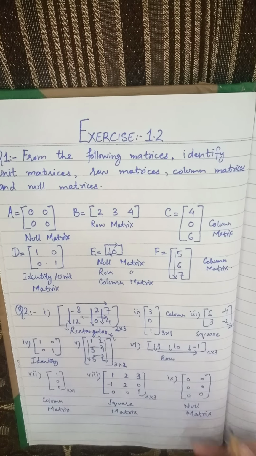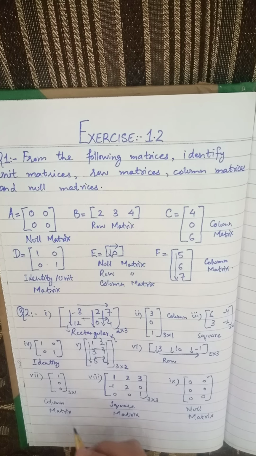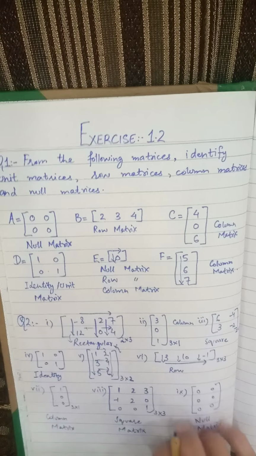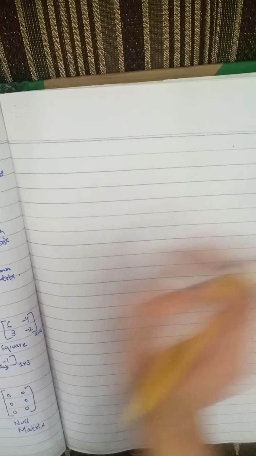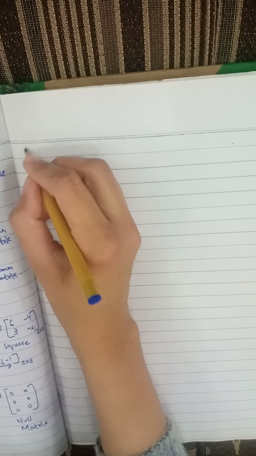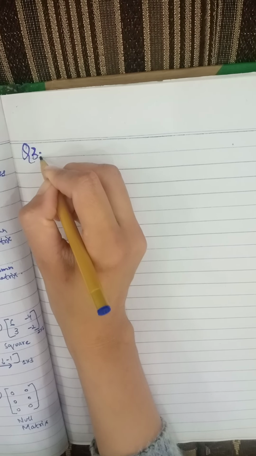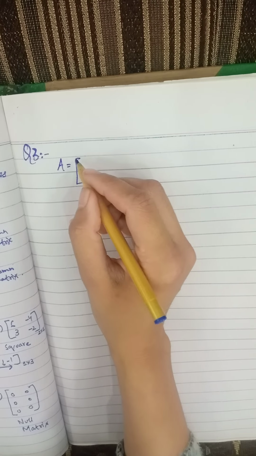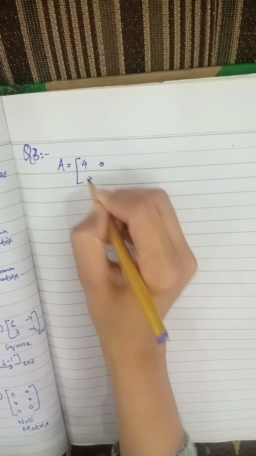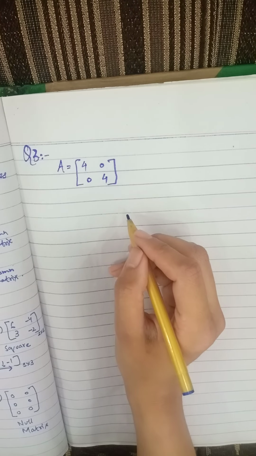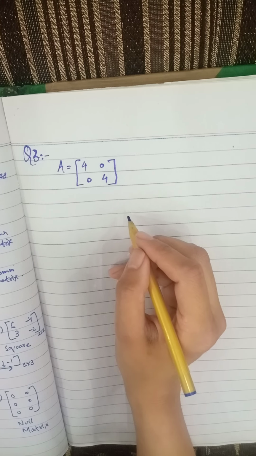We discussed it. Moving to question number 3. From the following matrices, identify diagonal, and then identify scalar and identity matrices. Just for practice. You already did it. The first one is 4 0 0 4. We are going to identify it as a scalar or unit or diagonal.